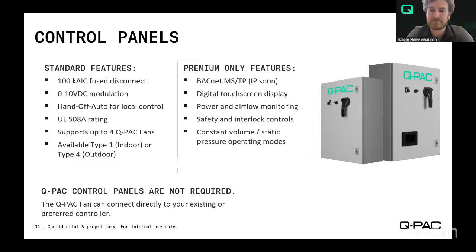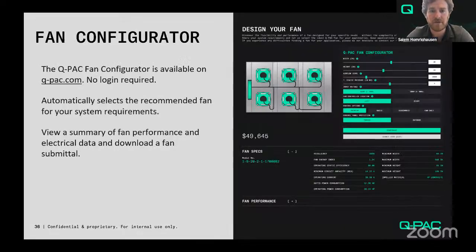So the fan configurator, I hinted at it earlier, but this is what it looks like in its full glory here. Basically, you're going to put in your CFM, your total static pressure, your internal width and height, supply voltage. You're going to choose where you want your fan controller to be located, controls option, whether it's indoor or outdoor, and just hit configure. And it's going to give you the Q-PAC recommended option.